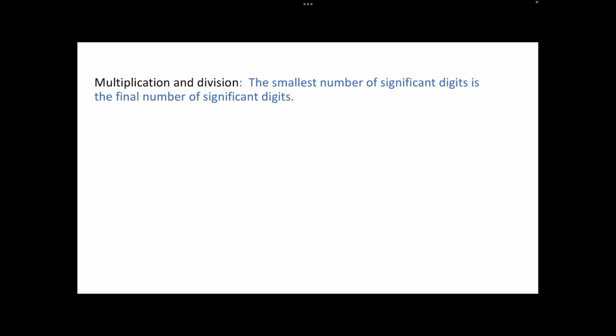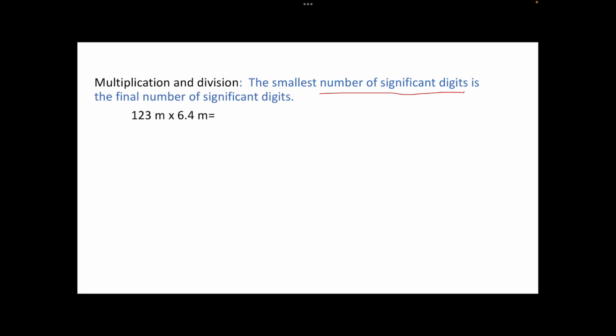Now we're going to move on to multiplication and division. Multiplication and division has a different rule. If you're multiplying and dividing significant numbers, you actually do need to count the number of significant digits, and it's the smallest number of significant digits that determines the final number of significant digits in your answer.